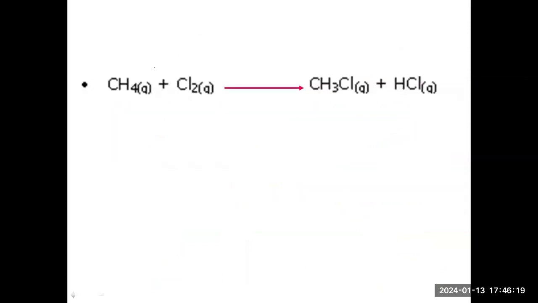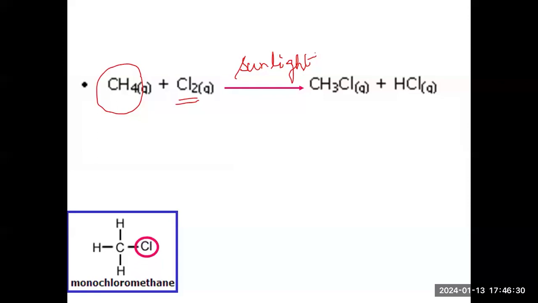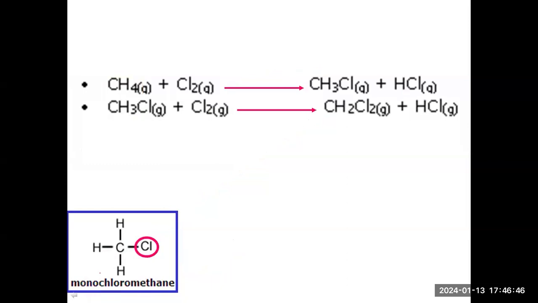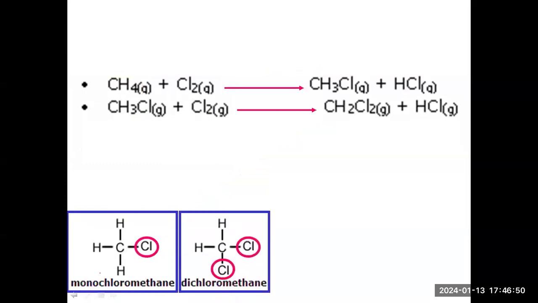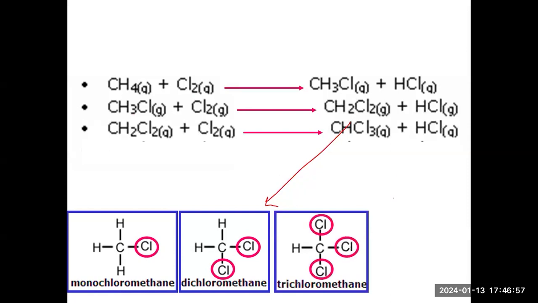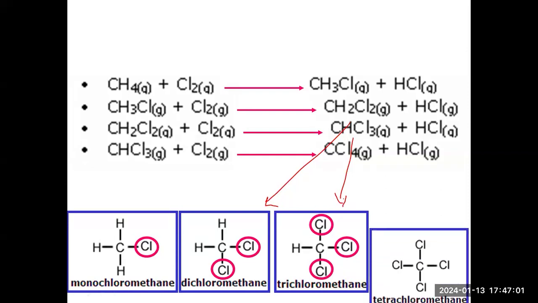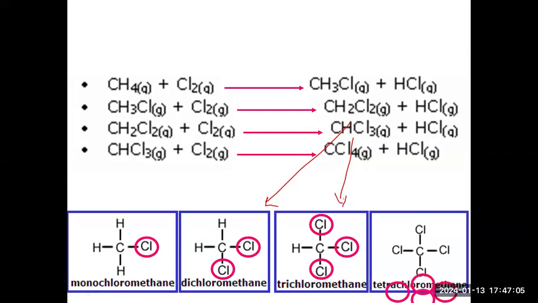Right? Now, you can see here, this is methane. When you make it react with chlorine in the presence of sunlight, it loses one hydrogen. See, this is what has happened. It is CH3Cl plus HCl. Now, if you do it one more time, it loses 2 hydrogens. If you do it one more time, it loses 3. One more time, it will lose all the 4 hydrogens. You can see here, CCl4.